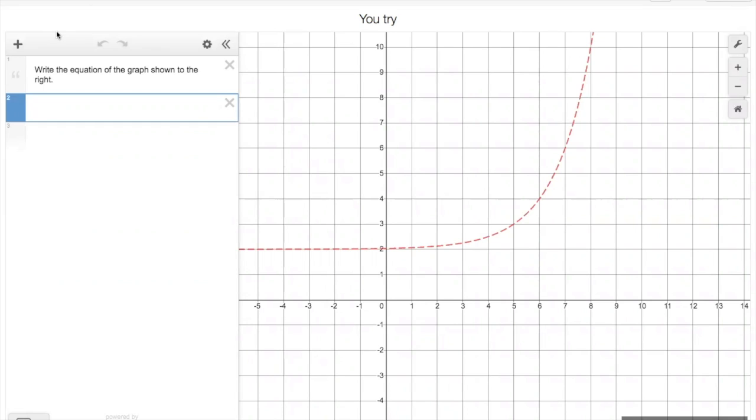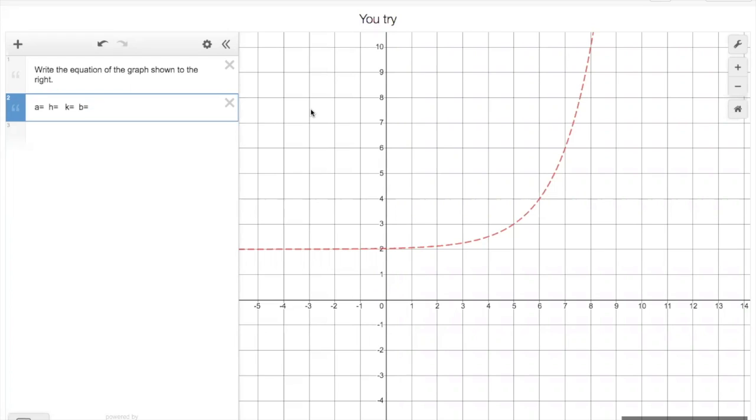A little trick to help you with Desmos is if you want to make a note without making equations that are going to go on the graph, if you hit this plus sign and go to note, that's going to give you the ability to type things in without making them appear on the graph or making them look like equations.